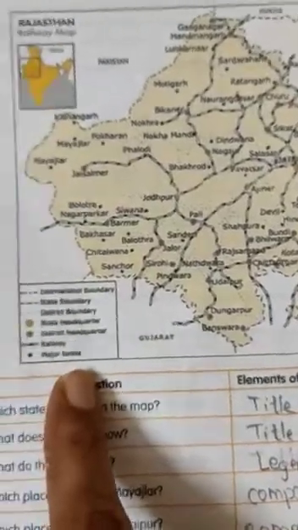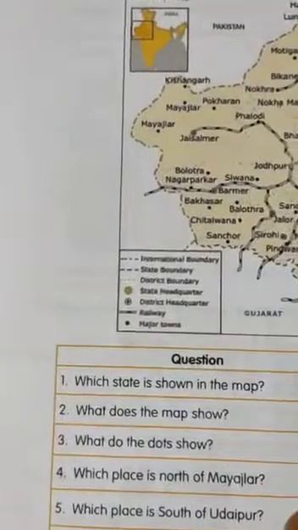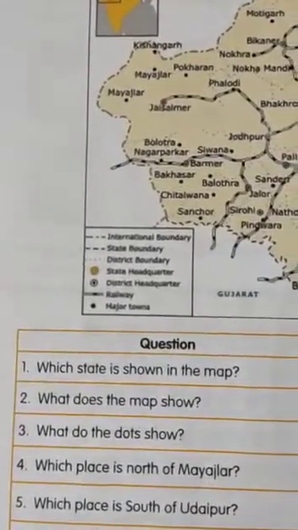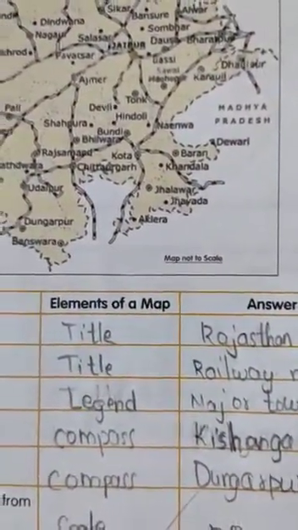Now railway, you can see this: two lines and some dark thing like a square. And this circle is major towns. Okay, round is major towns. Now first question. Question 1. Which state is shown in the map? Answer is Rajasthan.